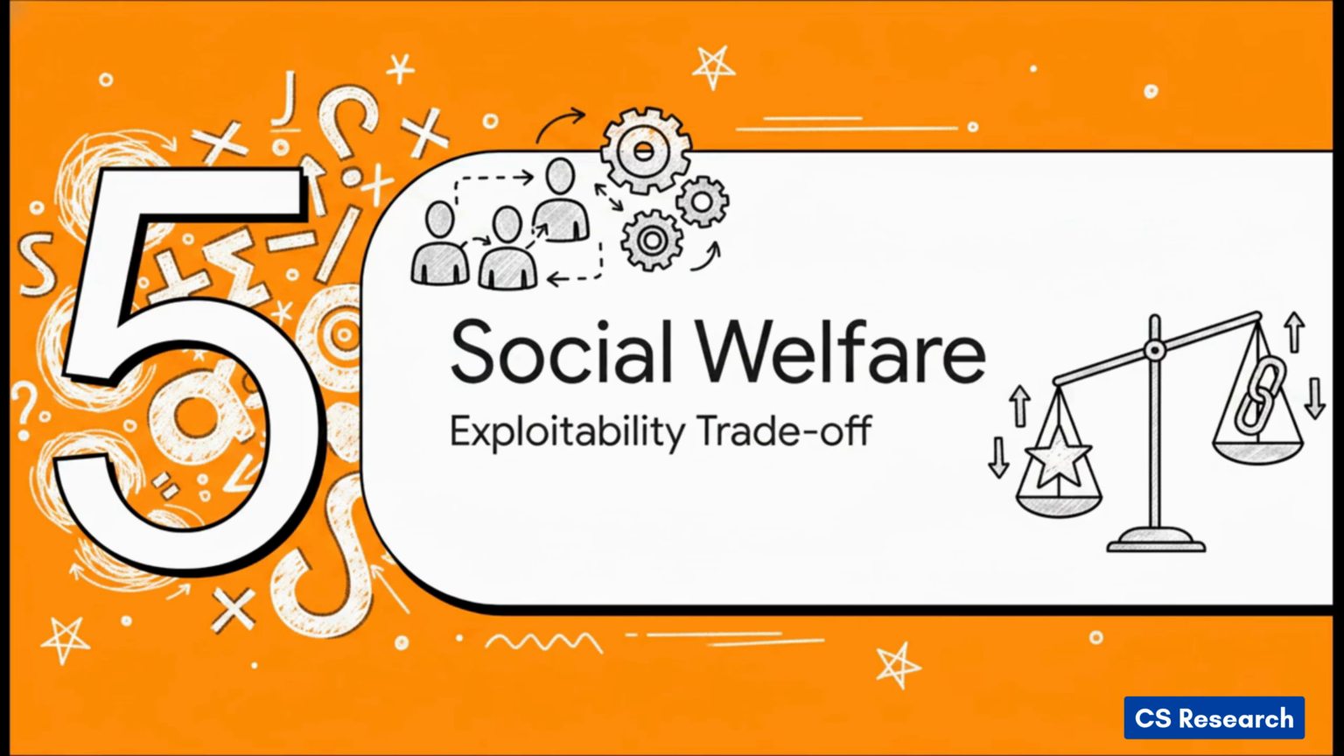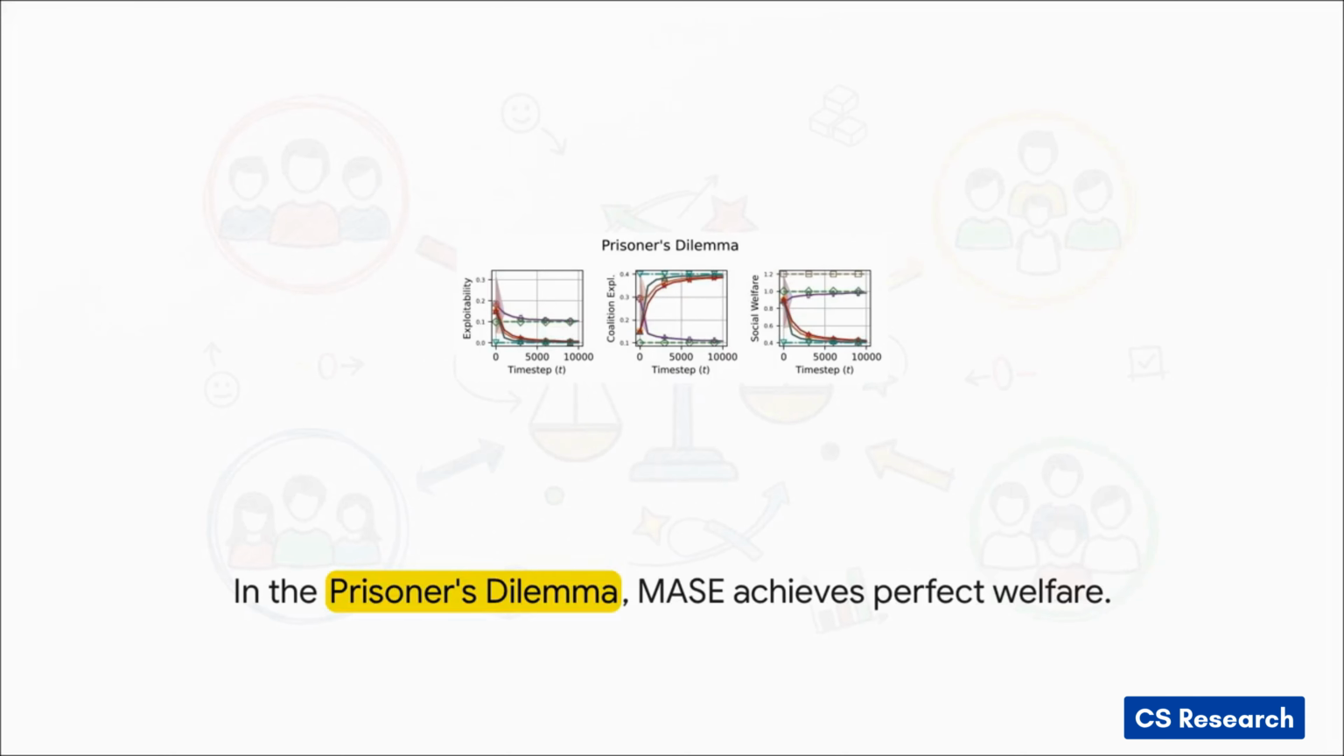Okay, bringing it all home with Section 5, exploitability versus social welfare. Let's translate this abstract math into a real-world takeaway. Look closely at these prisoner's dilemma metrics, broken down into 3 specific subplots. The first subplot on the left shows unilateral exploitability. Everyone basically converges to a low level here. The middle chart shows coalition exploitability. And again, the baselines skyrocket while MACE, the purple line, drops.